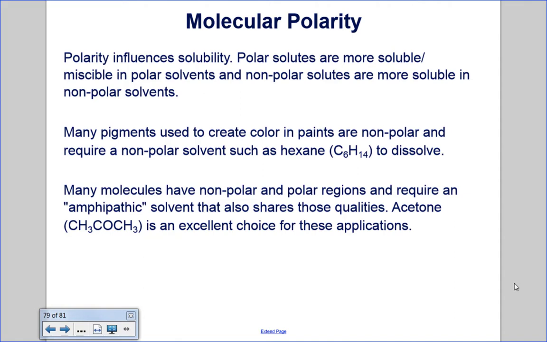Many pigments used to create color in paints are nonpolar and require a nonpolar solvent such as hexane to dissolve. Many molecules have both nonpolar and polar regions and require an amphipathic solvent that also shares those qualities. Acetone is an excellent choice for those applications.